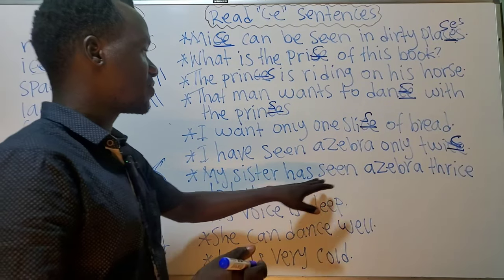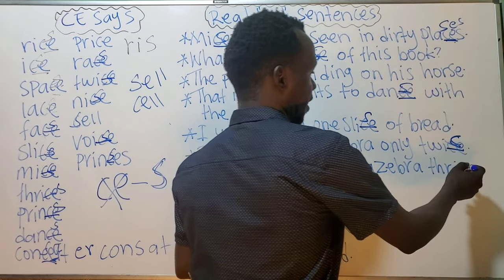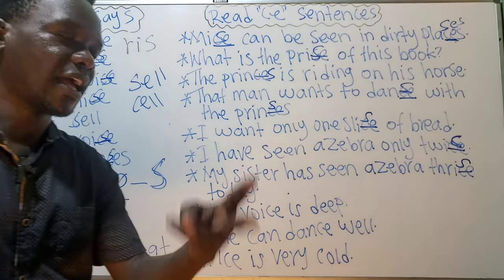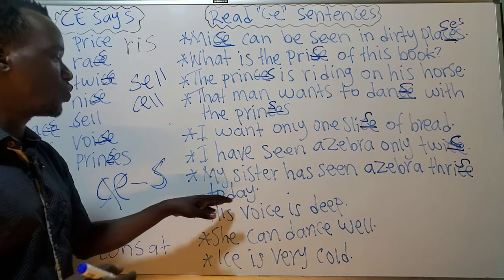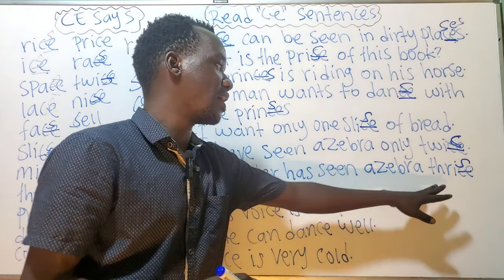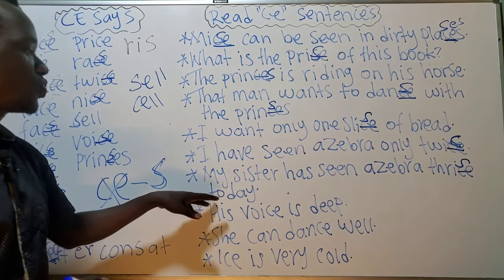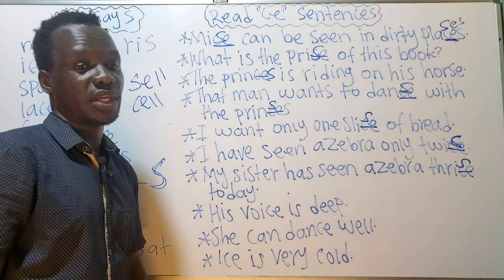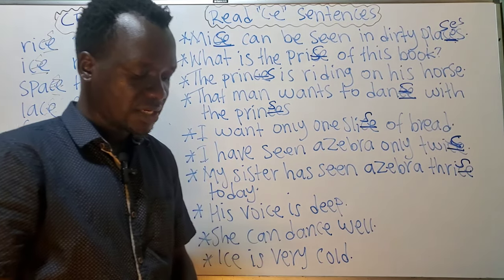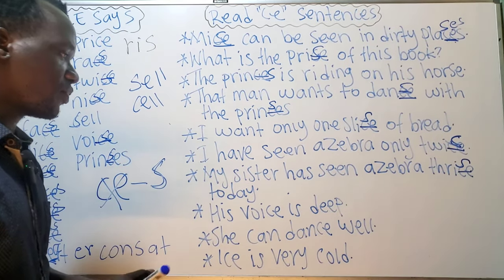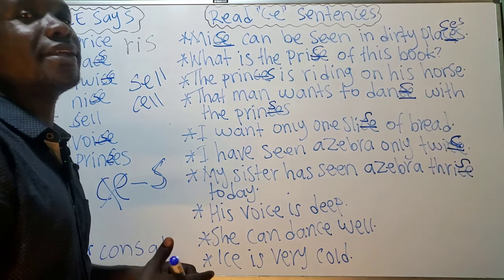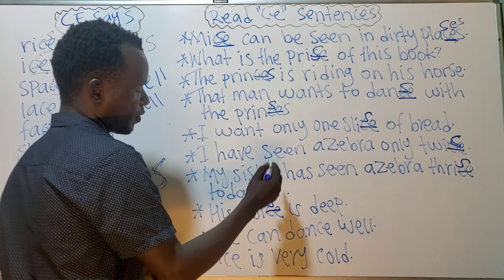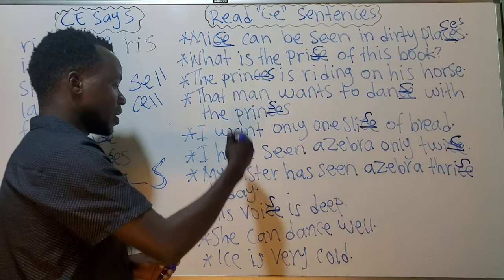My sister has seen a zebra thrice. Thrice means three times. Today, my sister has seen a zebra thrice. His voice. By the way, I lost my voice last week and I don't know what happened. I was on medication for some days. So my voice had gone, but now it is back. Yeah, his voice is deep. Voice, cancel C-E and put S.